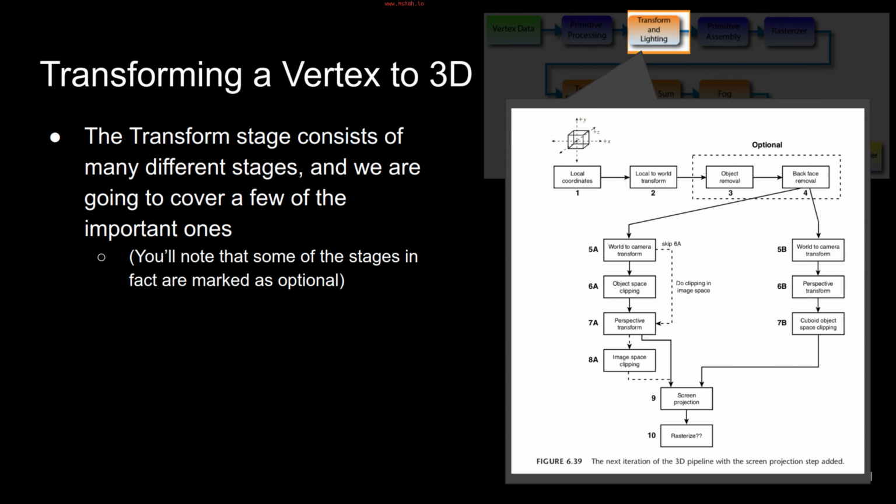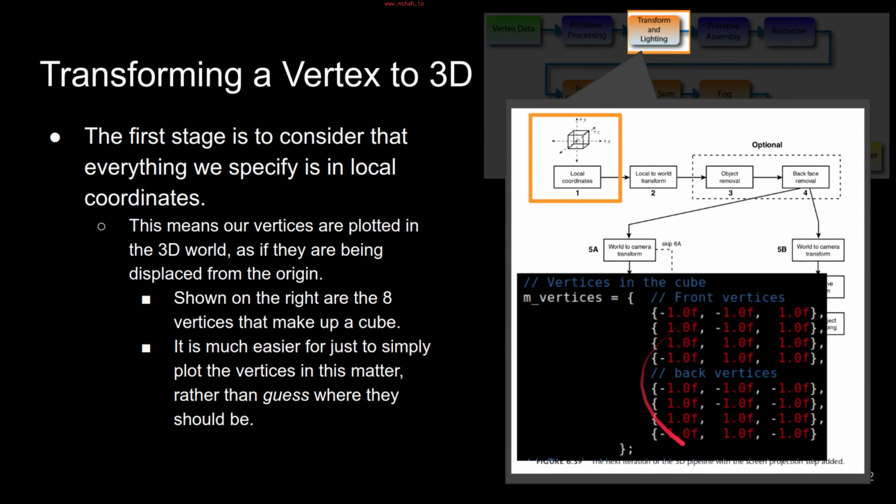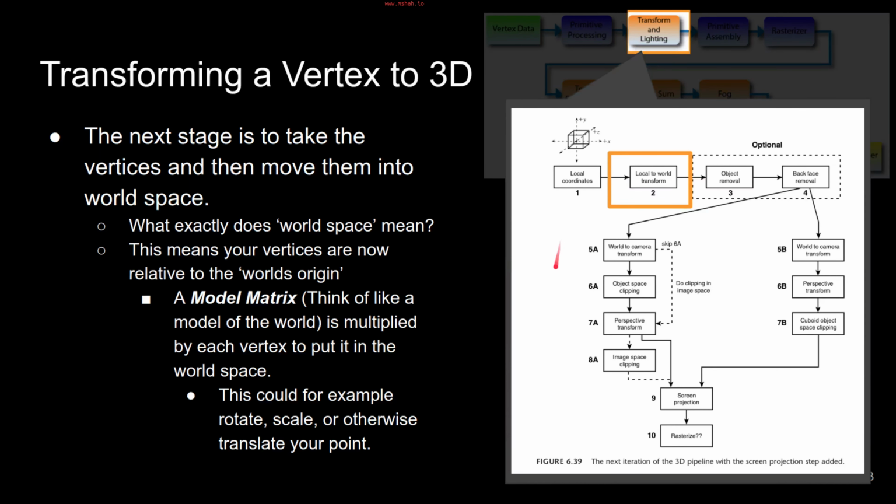Okay. So again, the transform stage is going to consist of many other steps, and some of them are going to be marked as optional, but let's take a look through this. Starting here at local coordinates, here are our points. As I mentioned, the 8 points on a cube, or 8 vertices. And then the next stage is to take those vertices and move them into what's called world space here.